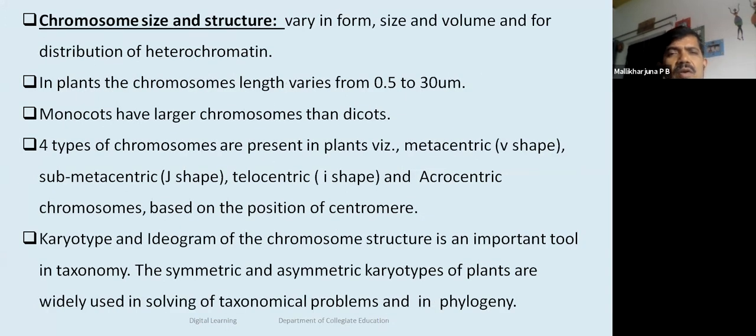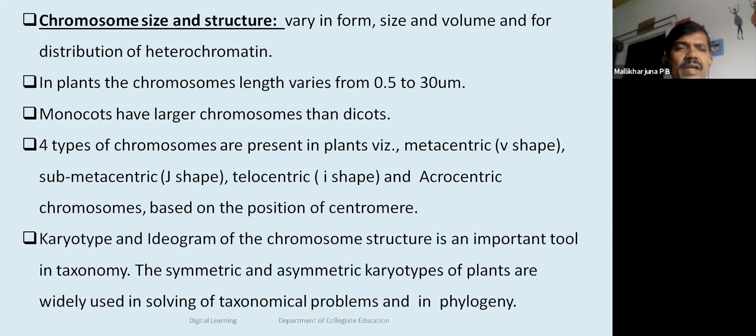There is a difference between haploid and monoploid. Haploid is the gametic chromosome number. Monoploid is the number of one set of chromosomes, one set of chromosomes of a somatic cell. Let us discuss chromosome size and structure, which are also very important for taxonomy. Usually, the size of the chromosomes of plant cells ranges from 0.5 to 30 micrometers. Usually, monocots have larger chromosomes than dicots.